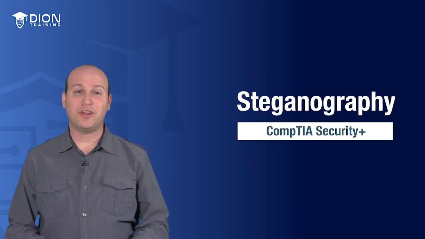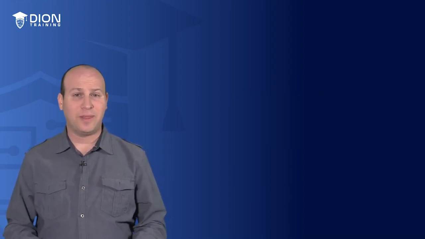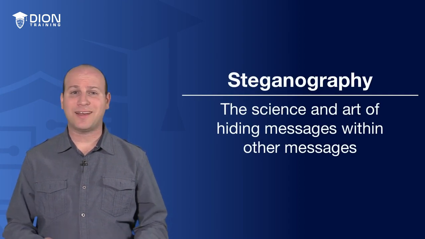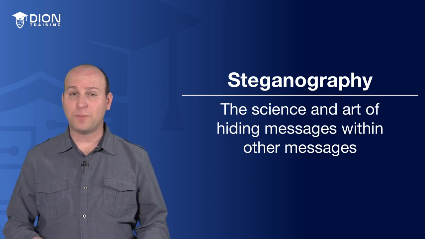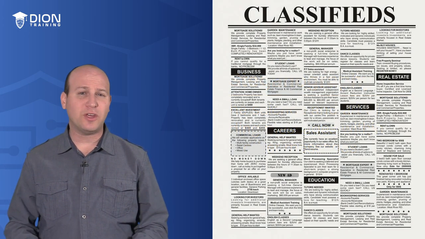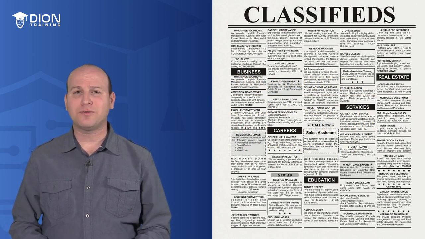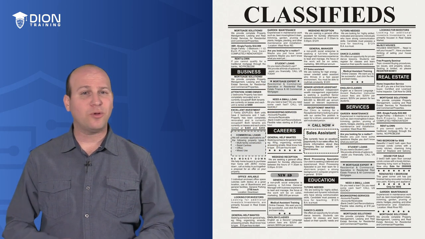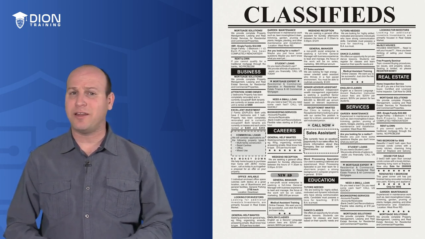In this demonstration, you're going to learn how steganography is used to hide data within other data. Steganography is the art and science of hiding a message within other messages. If you've ever seen an old spy movie where one spy takes out a classified ad in the newspaper and the first letter of each word makes up the secret message, something like "meet at 6," this is a version of steganography. Note that data isn't going to be encrypted when you do this. It's just going to be hidden inside another message.